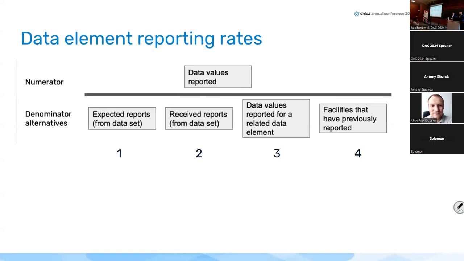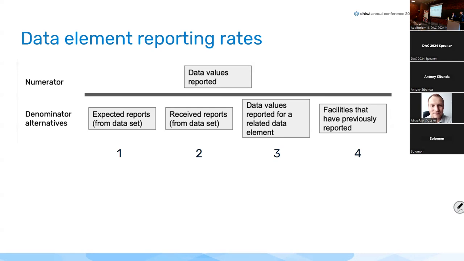When to use one over the other? Well, it really depends on your reporting structure and system. If you have really, really good org unit and data set management, meaning that as facilities come online, you're assigning them to the proper data sets, and as facilities go offline, you're removing them from the data set assignment, then you could probably use number one. If you're like most countries and you're not managing that as tightly as you should be, then probably number two is a more accurate measurement.